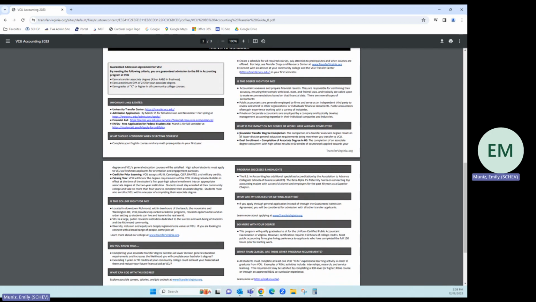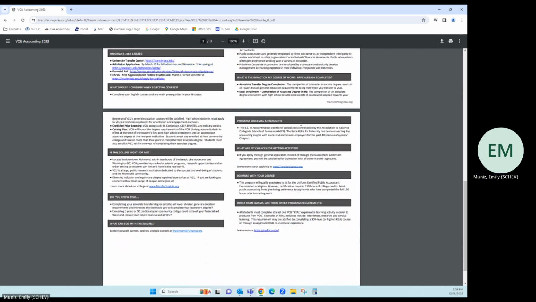So students who are following this should be completing their associate degree, and in this case, it would waive the lower division gen ed requirements when they transfer to VCU. There's also information here for dual enrolled students who are completing their associate degree concurrently with high school. So sometimes this is called the early college program. This is very helpful information, and you will find it on all of the transfer guides.